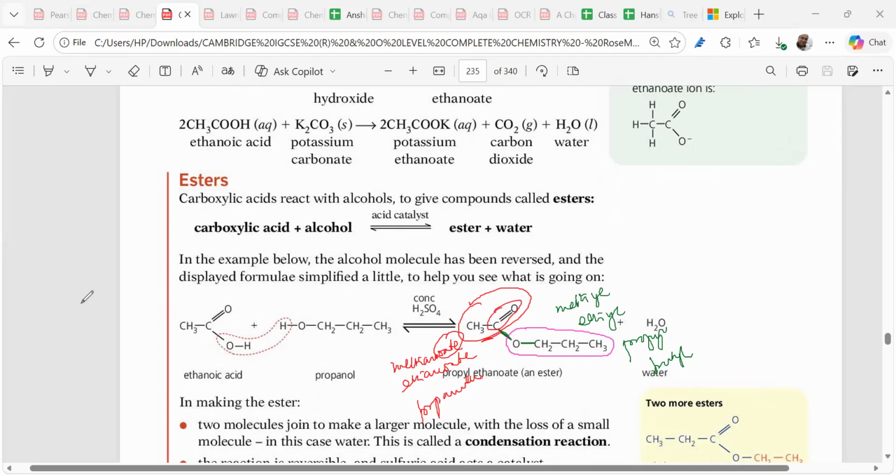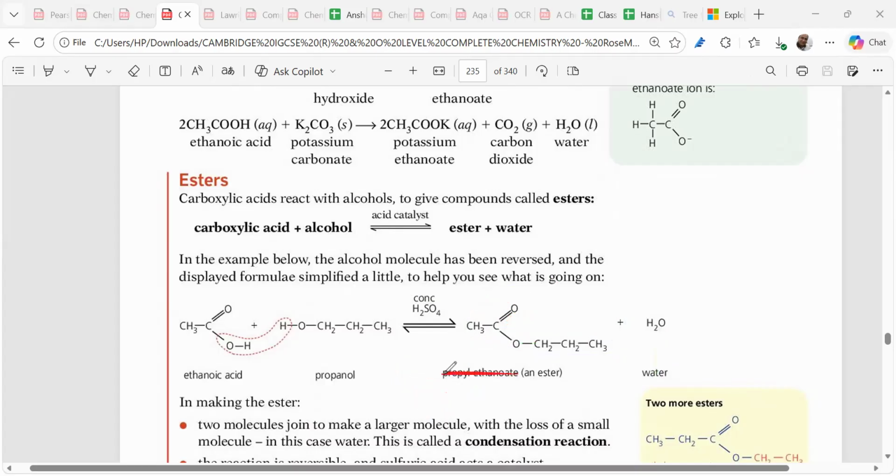Whenever we are seeing this name, can you name this quickly? We have to start from this side. Meth, eth, prop. Got it? Is it clear? Meth, eth, prop.